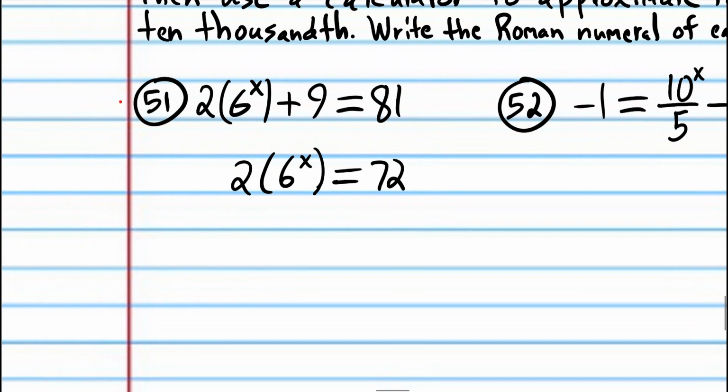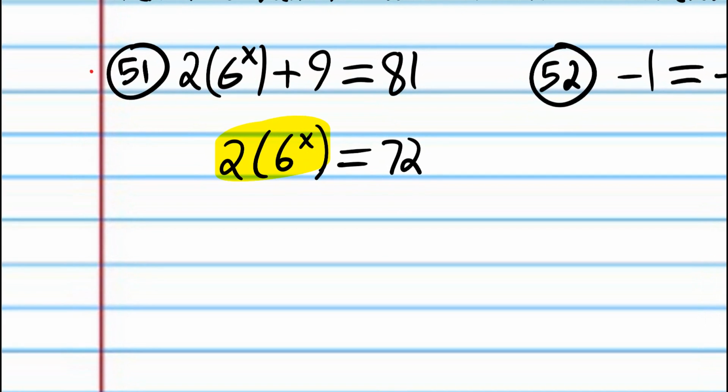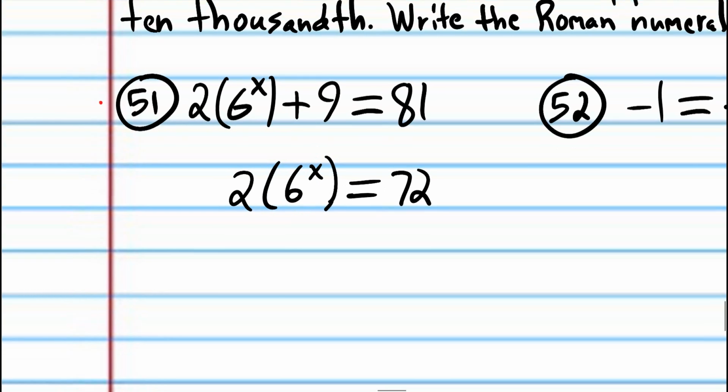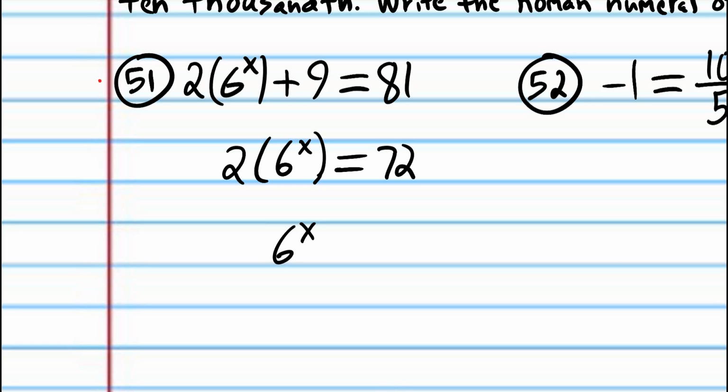And at this point, it's important to understand, because a lot of students have trouble with this expression over here, that the 2 is multiplied into this whole expression in blue. So the yellow 2 is multiplied by the blue 6 to the x power. So we need to divide both sides by 2. So we divide 72 by 2 and we get 36, and we divide this expression by 2 and it gets rid of this 2 here because, again, the 2 is multiplied. So the opposite of multiplication is division.